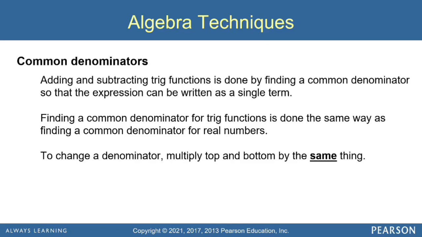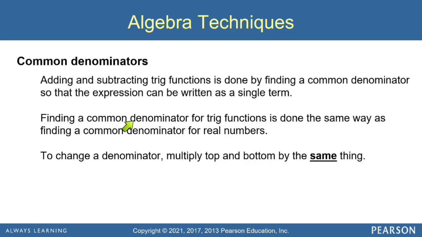Now let's talk about a few algebra techniques, and the first one is going to be common denominators. So we will frequently be asked to add two trig functions together. And the way that you add or subtract two trig functions is by finding a common denominator so that the expression can be written as a single term. It says do the addition or do the subtraction, but it doesn't actually feel like adding and subtracting to you. It's not like adding whole numbers together like 3 plus 5 equals 8. It's more of finding the common denominator for those two trig functions.